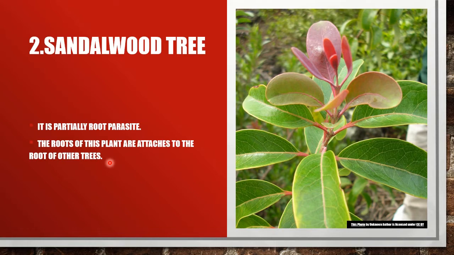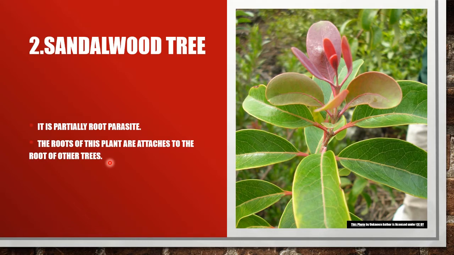I have previously told you that only the parasitic plant benefits and it harms the host plant. Here in the sandalwood tree, the parasitic plant benefits by getting its nutrition, but the host it depends on is harmed. How? Because if the parasitic plant takes its nutrition, then the host plant's nutrition will decrease. So it harms the host plant.